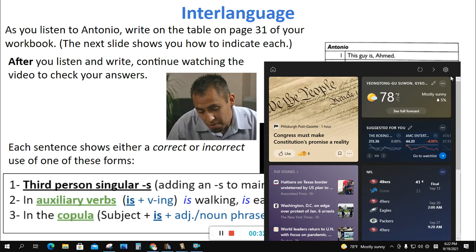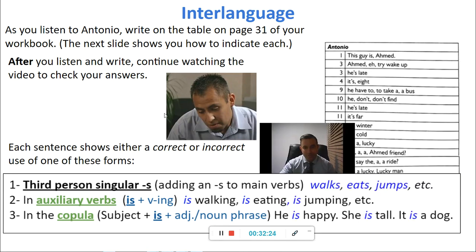Again, it's on page 31. Whoops, page 31 is Antonio's transcript in your book. I'm going to show you how to indicate this. So you're going to listen to Antonio and you're going to write what you can if you want. If you don't want, you can just do Chun on page 32 next, and I will do Antonio with you so you can see how this works.